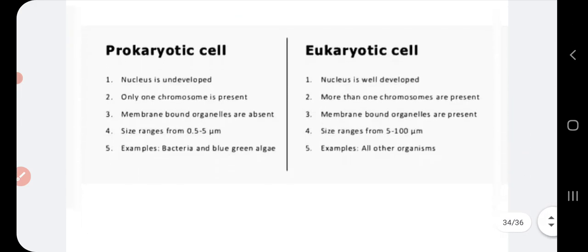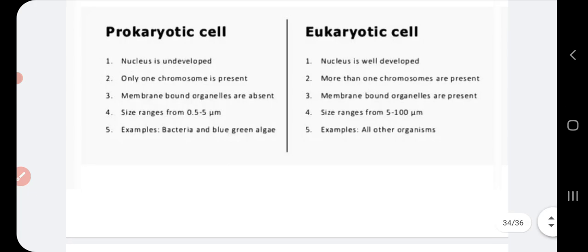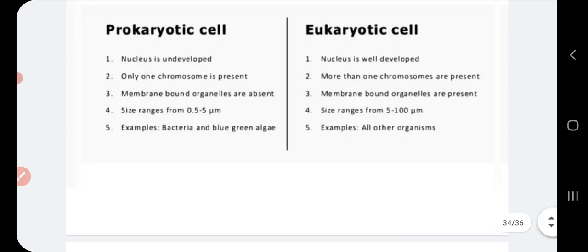Now the prokaryotic and eukaryotic cells. प्रोकैरियोटिक में न्यूक्लियस is undeveloped, eukaryotic में न्यूक्लियस is well developed. Only 1 chromosome is present, more than 1 chromosome are present. Membrane bound organelles are absent, and membrane bound organelles are present. Size ranges from 0.5 to 5 micrometer, and size ranges from 5 to 100 micrometer. Examples of the prokaryotic cells are the bacteria and blue green algae, and examples of the eukaryotic cells are all other organisms. These are the differences between the eukaryotic cells and the prokaryotic cells.